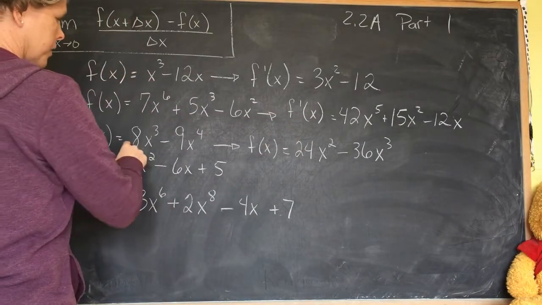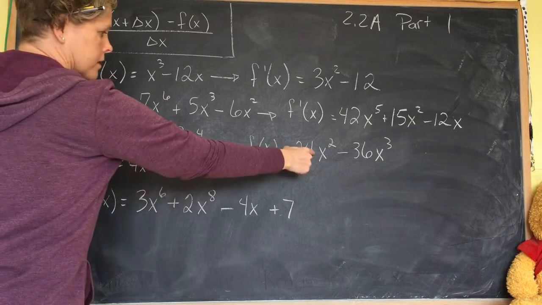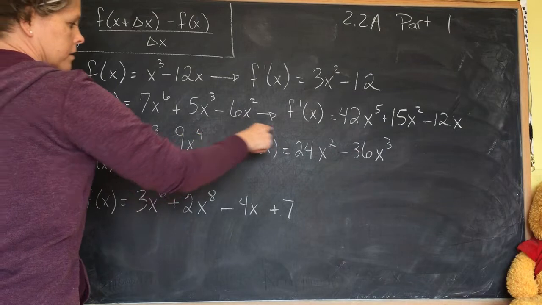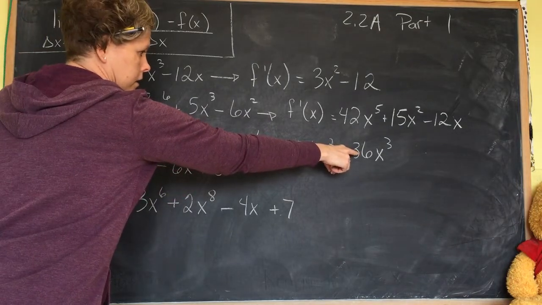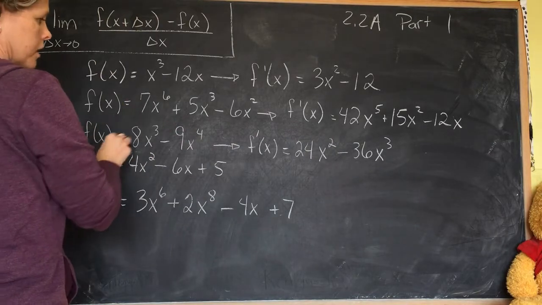All right, so let's look at this one. 8x to the 3rd turns into 24x squared. 9x to the 4th turned into 36x to the 3rd. All right, so let's take a look. See if you can come up with a pattern here.